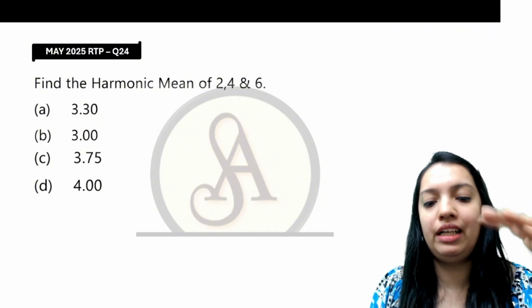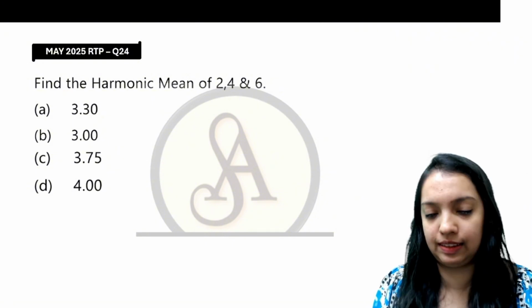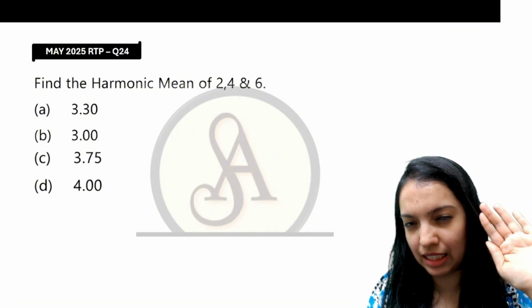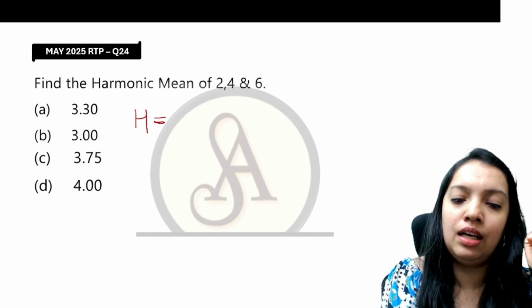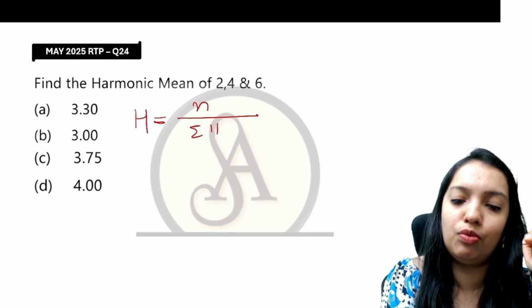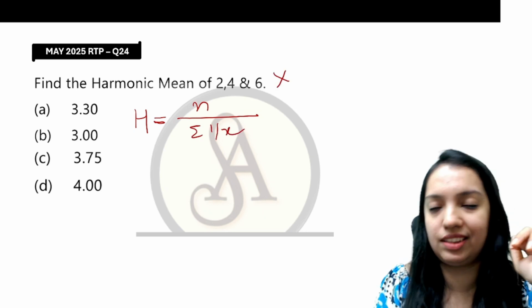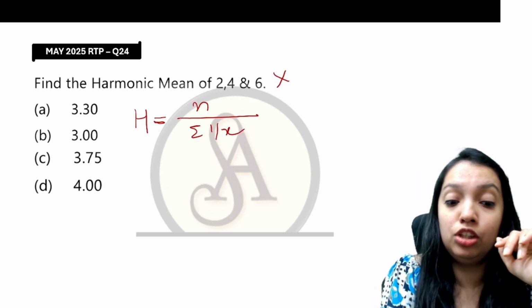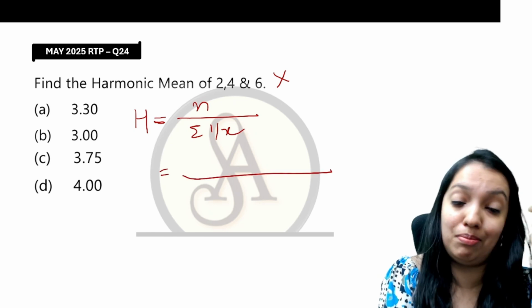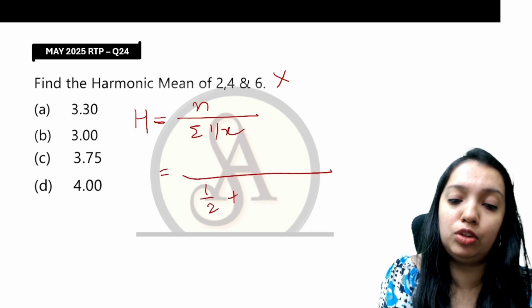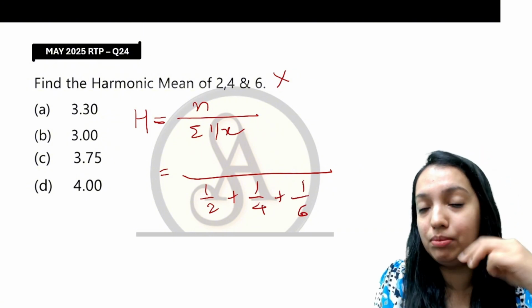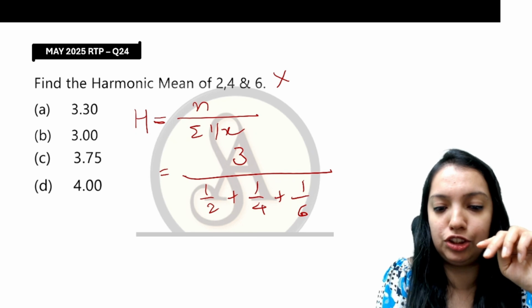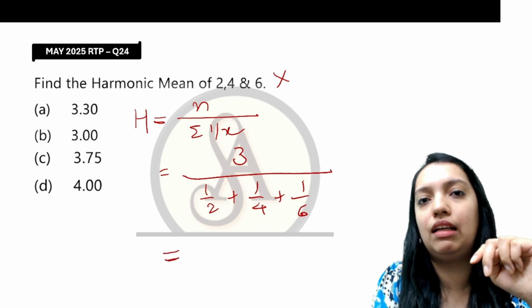Next, find the harmonic mean of 2, 4, 6. This question was once asked in the examination as well. What is the harmonic mean formula? N divided by summation 1 by x, and these are your x values 2, 4 and 6. So take the summation of 1 by x, reciprocal: 1 by 2 plus 1 by 4 plus 1 by 6. How many observations did we take? 3 observations. Do this on the calculator.